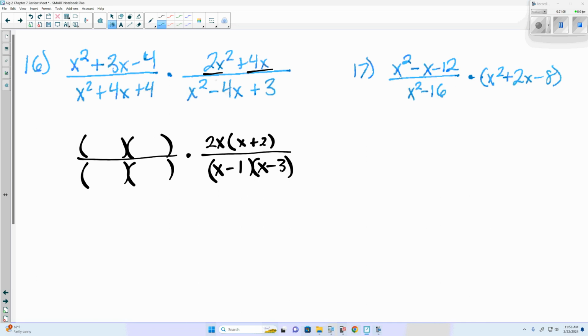We'll do the numerator, x squared plus 3x minus 4. Since the third term is negative, our signs are opposite. Factors of x squared are x and x. And factors of 4 are 1 and 4, or 2 and 2. Well, 1 and 4 might work a little bit nicer. And we want the 1 to be positive or negative.